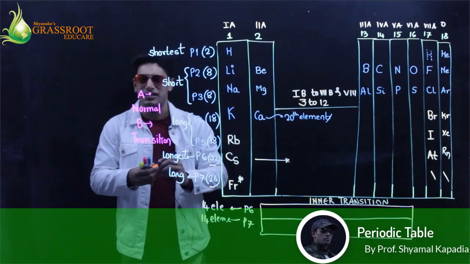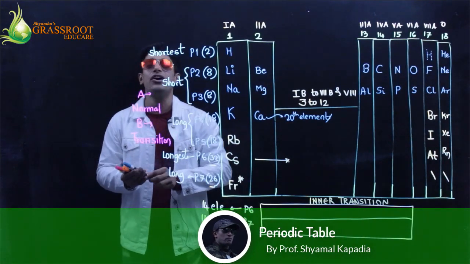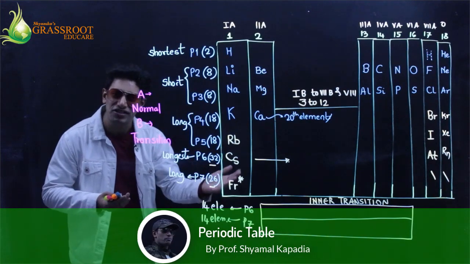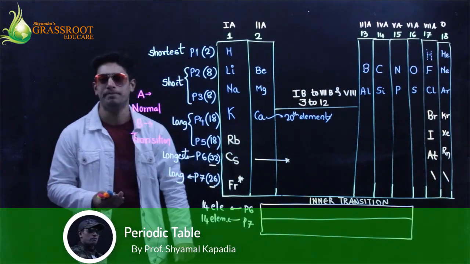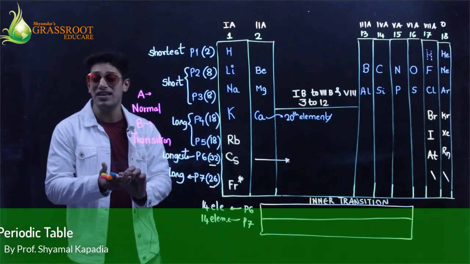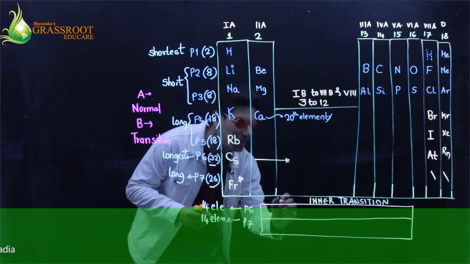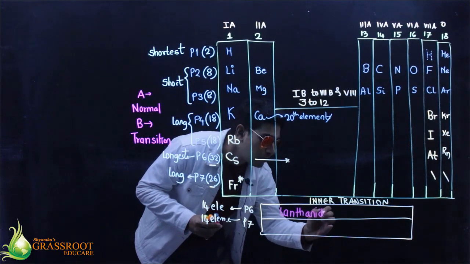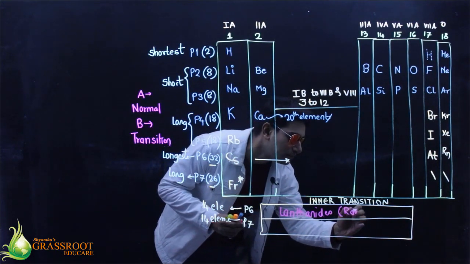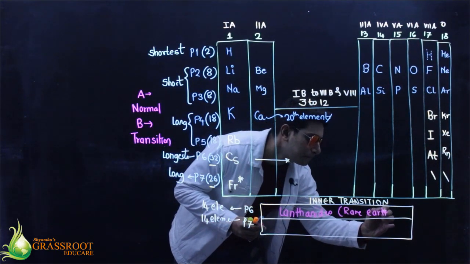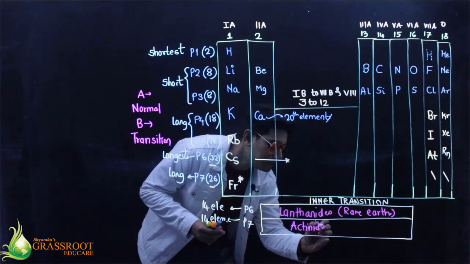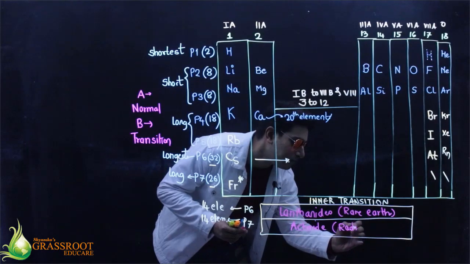And there is a special name given to it. So can I say the inner transition elements are the two periods, 6 and 7, a continuation. And they consist of lanthanides, which are also called rare earths. And we call period 7 actinides, also called radioactive elements.